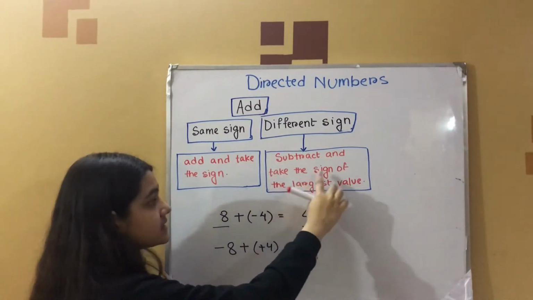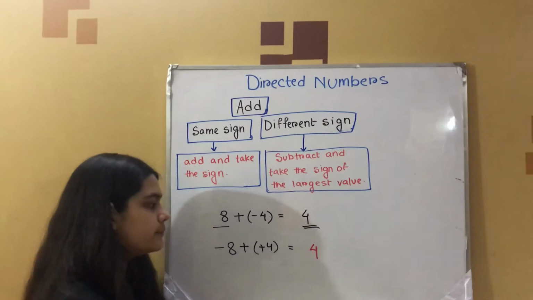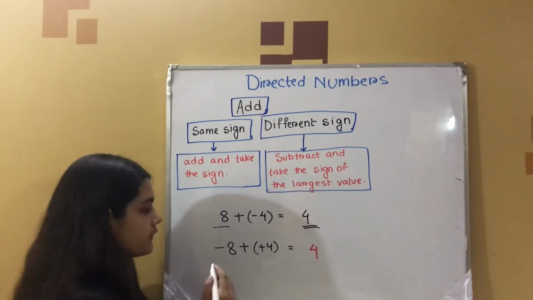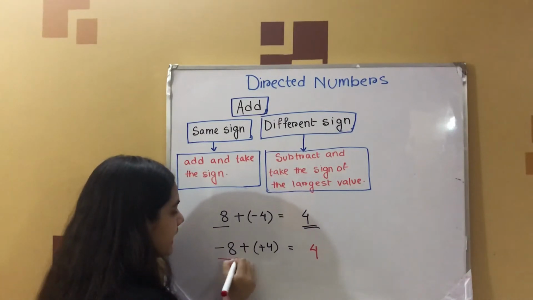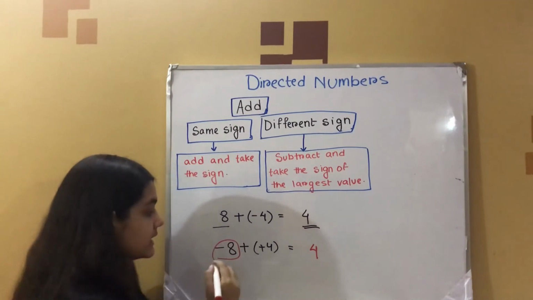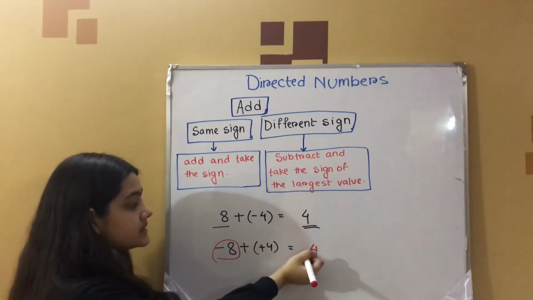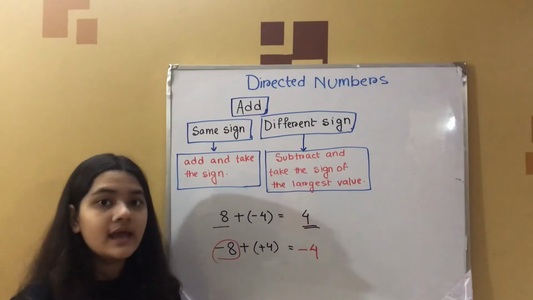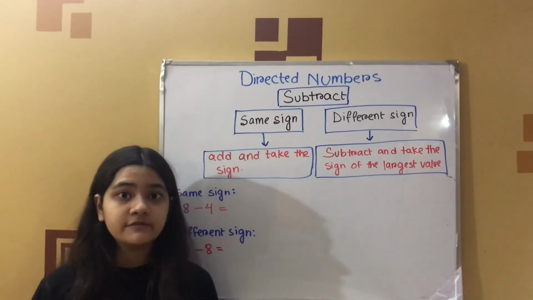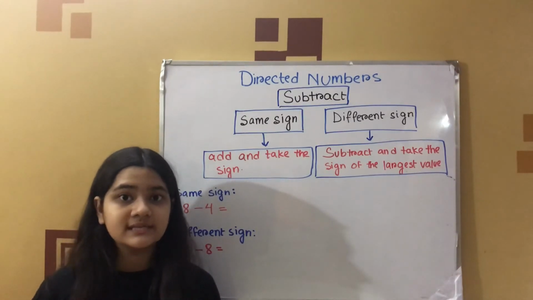And take the sign of the largest value. The largest value over here is 8. And 8 has the negative sign. That means our answer will also have the negative sign. In case of subtraction, we are going to do the same thing.